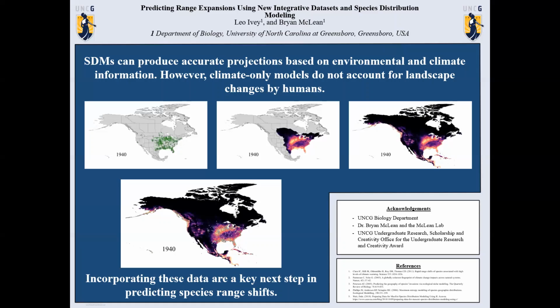In order for these models to be more reliable, it is important to incorporate data that accounts for human changes to landscape, and more research is needed to further refine spatial distribution models.